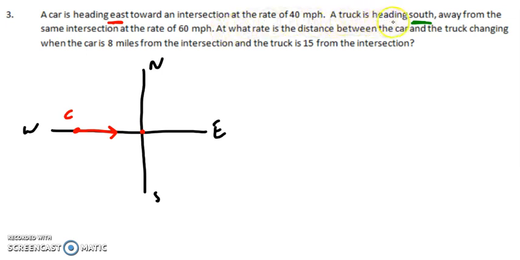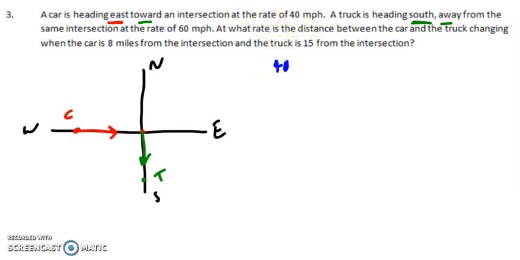A truck is heading south away from, again, key words here, towards, away, from the same intersection. So now my truck is going this way. And again, somewhere along that line, it'll eventually be somewhere, so I'll call that T for our truck. Now we do have some other information here, okay, yes, my car is going at a rate of 40 miles per hour, so let's go ahead and write that down.